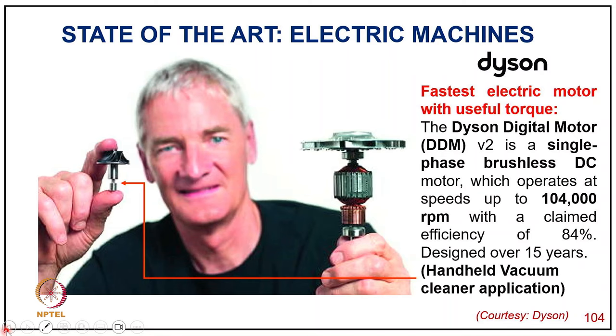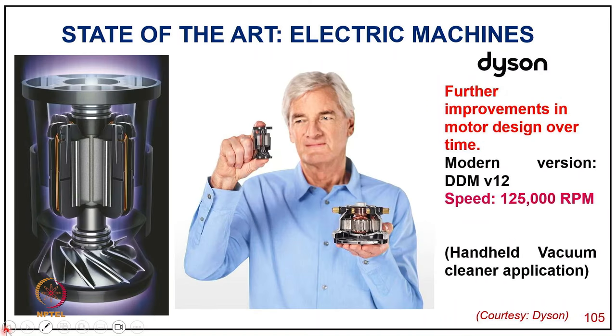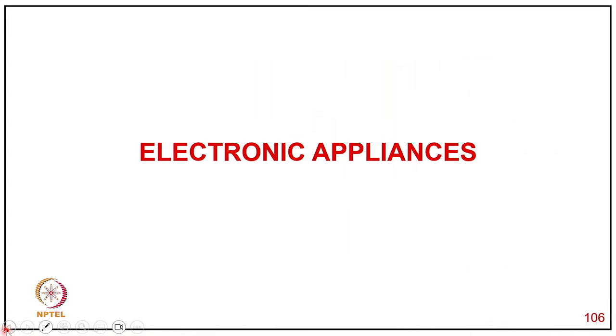Now coming to the state of the art in electrical machines, especially from Dyson, the fastest electric motor with the usual torque. The Dyson digital motor is a single phase brushless DC motor which operates at speeds up to 104,000 RPM with a claimed efficiency of about 84%, designed over 15 years. It is basically for handheld vacuum cleaner applications. A further improvement in the motor design over time is the modern version of this DDM with a speed of 125,000 RPM, now used for handheld vacuum cleaner applications which require larger speed.